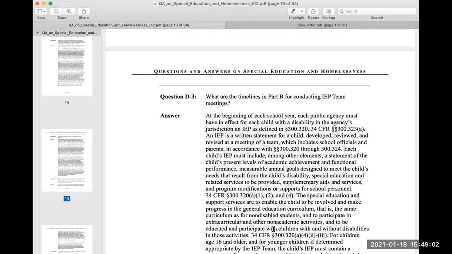Page 18. Questions and answers on special education and homelessness. Question D3. Answer. What are the timelines in Part B for conducting IEP team meetings? At the beginning of each school year, each public agency must have in effect an IEP for each child with a disability in the agency's jurisdiction. An IEP as defined in paragraph 300.320, 34 CFR paragraph 300.323(a). An IEP is a written statement for a child, developed, reviewed, and revised at a meeting of a team, which includes school officials and parents, in accordance with paragraph 300.320 through 300.324. Each child's IEP must include, among other elements, a statement of the child's present levels of academic achievement and functional performance, measurable annual goals designed to meet the child's needs that result from the child's disability, special education and related services to be provided, supplementary aids and services, and program modifications or supports for school personnel.